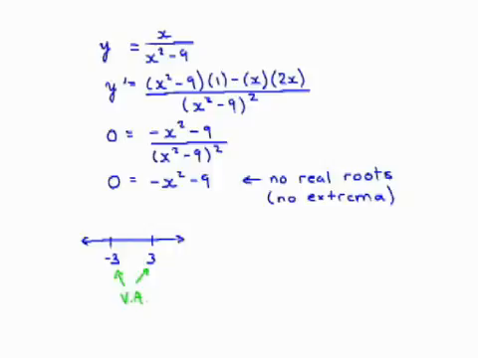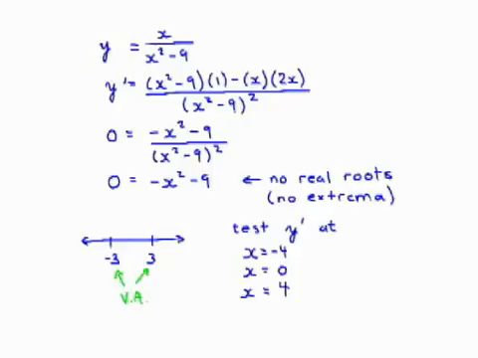So I'm going to test y prime, and y prime was the negative x squared minus 9 divided by x squared minus 9, all squared in the denominator. I'm going to test y prime at x equals negative 4, x equals 0, and x equals 4. Those are the values that I chose in my three intervals. Again, you could have chosen any values you wished.